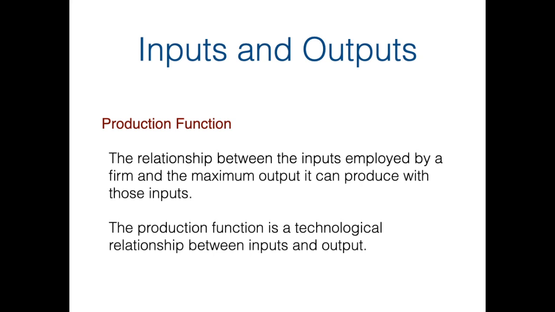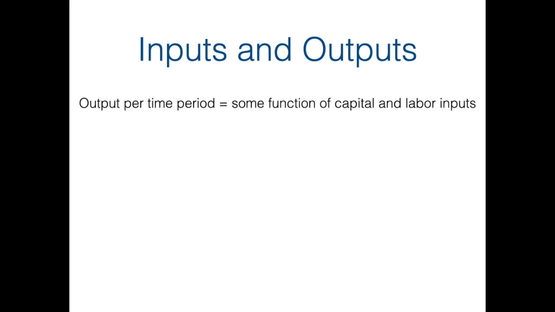The production function is the relationship between maximum physical output and the quantity of capital and labor used in the production process. The production function is a technical relationship between these inputs, capital and labor, for example, and the output. We define output as the number of units of a particular product being produced in a certain period of time. How much is produced in an hour, a day, a month, or a year?